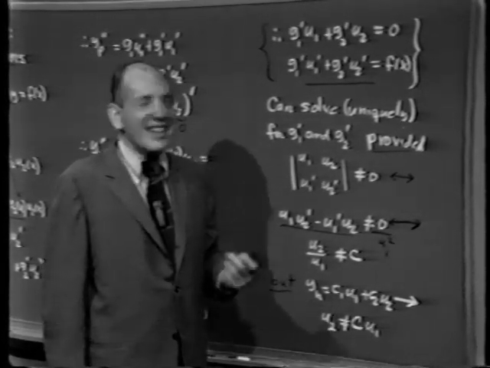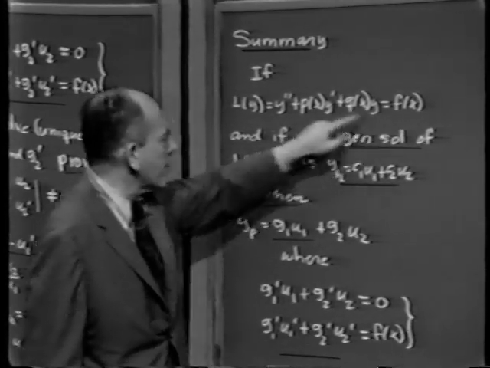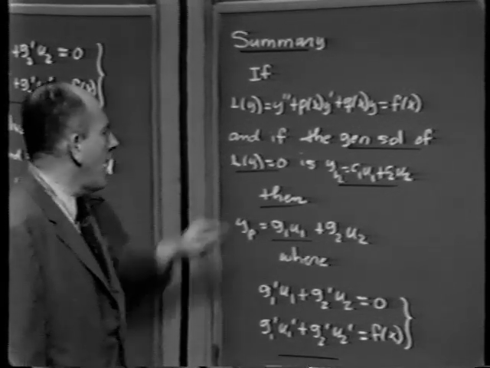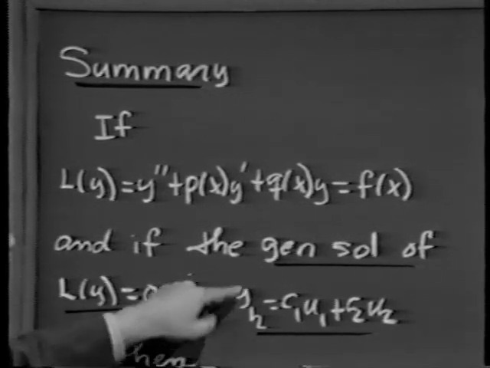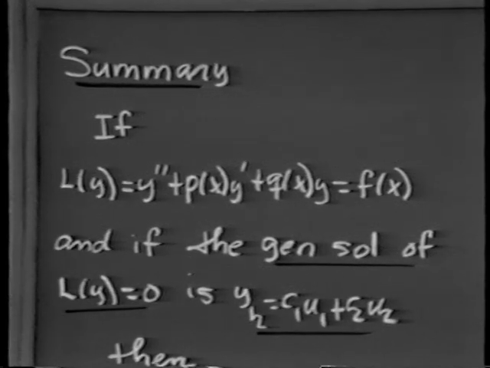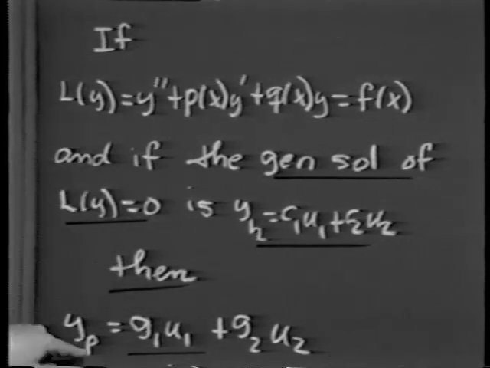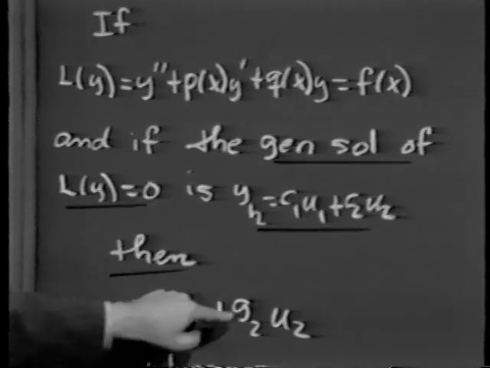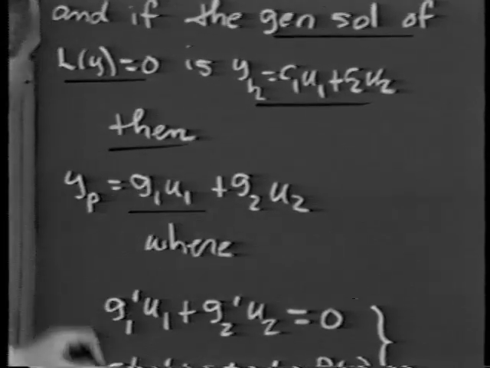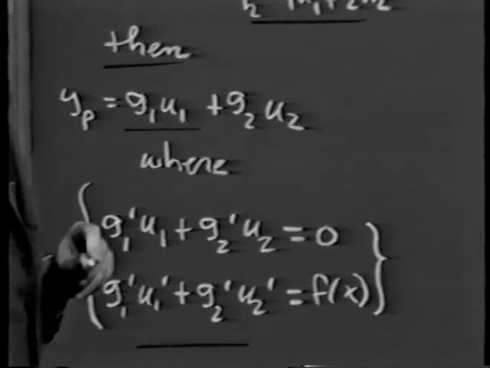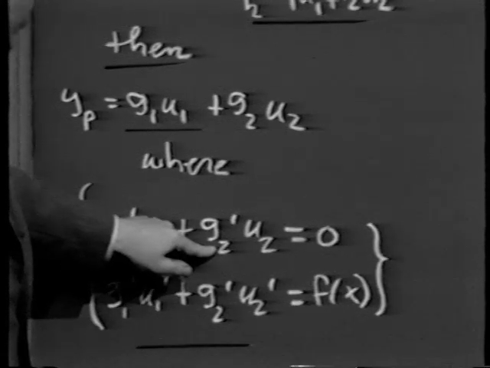In summary, leaving out the entire theory, if L of y equals f of x, with not necessarily constant coefficients here, and if the general solution of the homogeneous equation, L of y equals 0, is known, and in particular is c1 u1 plus c2 u2, then a particular solution of L of y equals f of x is given by g1 u1 plus g2 u2, where g1 and g2 are any pair of functions satisfying this pair of equations.